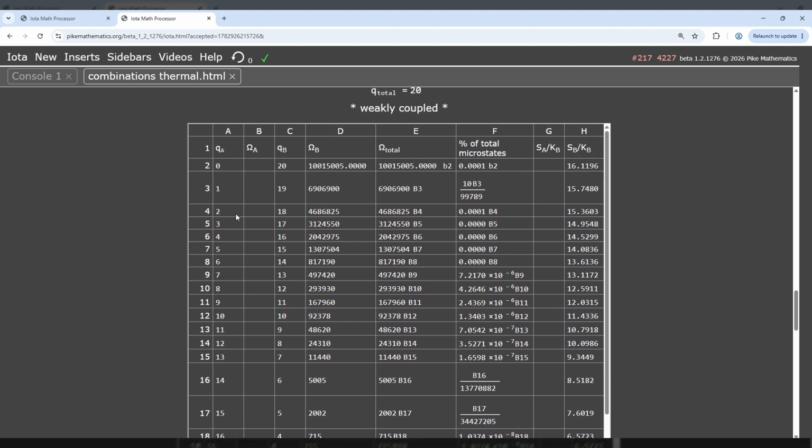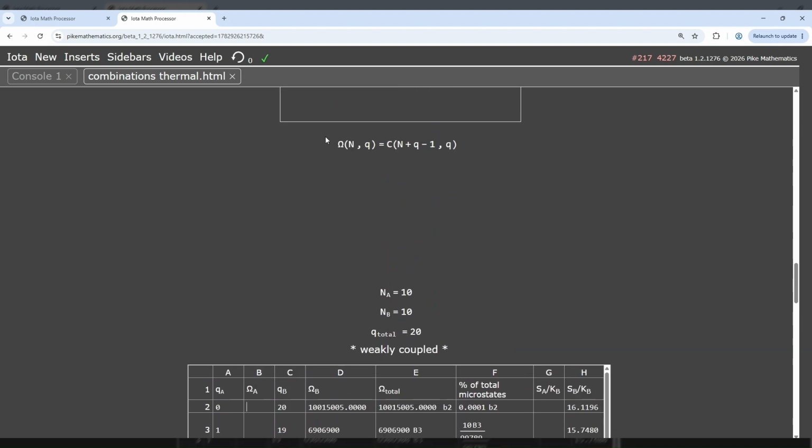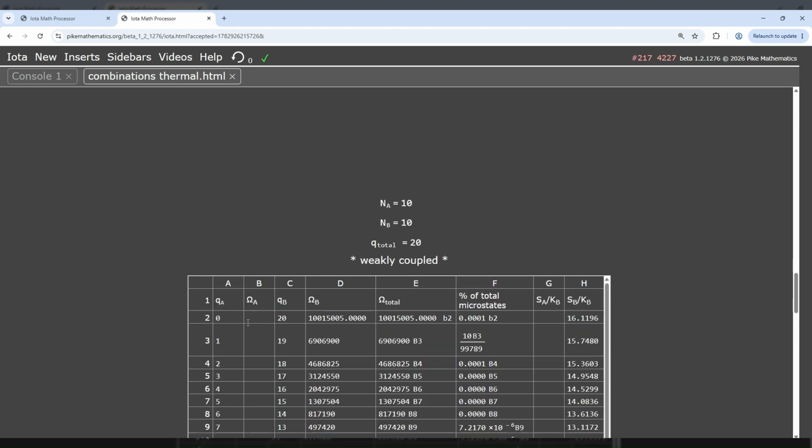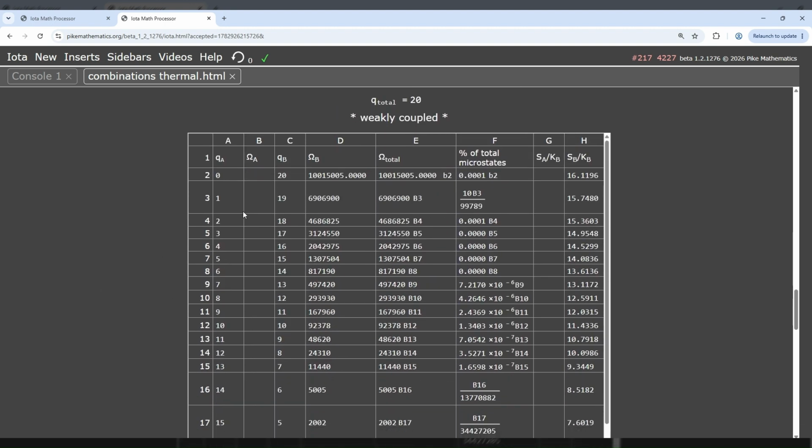So the question we need to figure out right now is what's the multiplicity of solid A for these different energy states. Remember, we've already defined multiplicity right here. It's a function of the oscillators in the total and the energy units, and then we've equated it to this combination function. All right, so let's start figuring out some multiplicities.